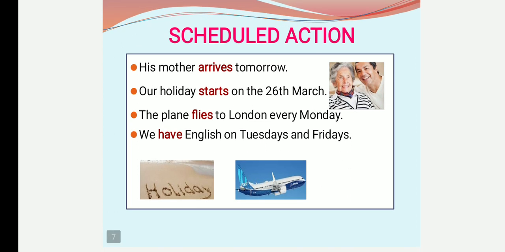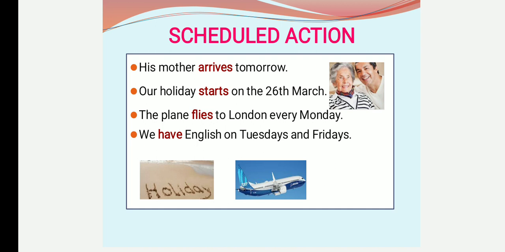Next, the scheduled action. That means the future planned action. Sometimes we used to say the timetabled action. All those things come under simple present tense. See the first picture. That means his mother is going to come to his house tomorrow. Tomorrow is the keyword used to explain the action that will happen in future. So the scheduled action that is going to happen in future comes under simple present tense.